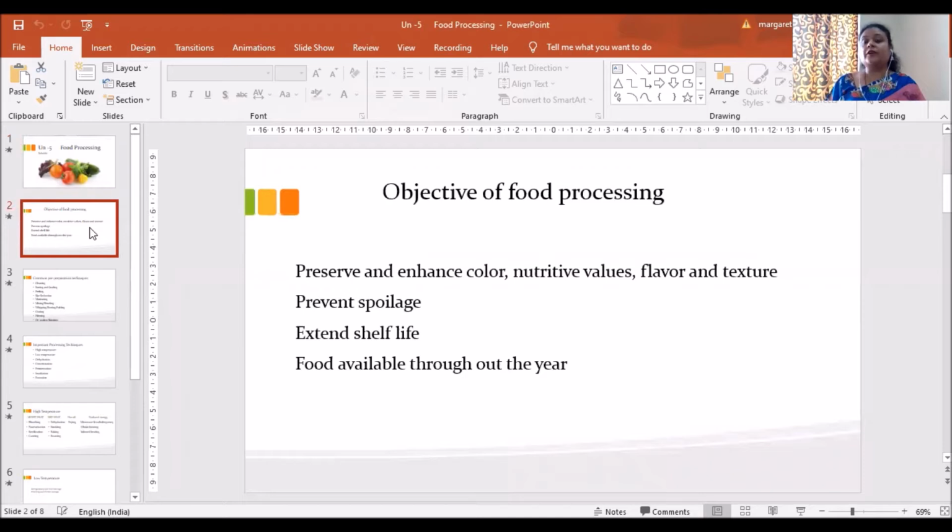So what are the objectives of food processing? Why do we need to use various techniques? The main purpose is to preserve and enhance the color, nutritive value, flavor and texture of the food products, to prevent spoilage of the food and to increase the shelf life, and so that the food is available throughout the year. So these are the objectives of food processing: to increase the color, flavor, texture, appearance, to increase the shelf life of the products, to prevent the spoilage, and to make the food available throughout the year.